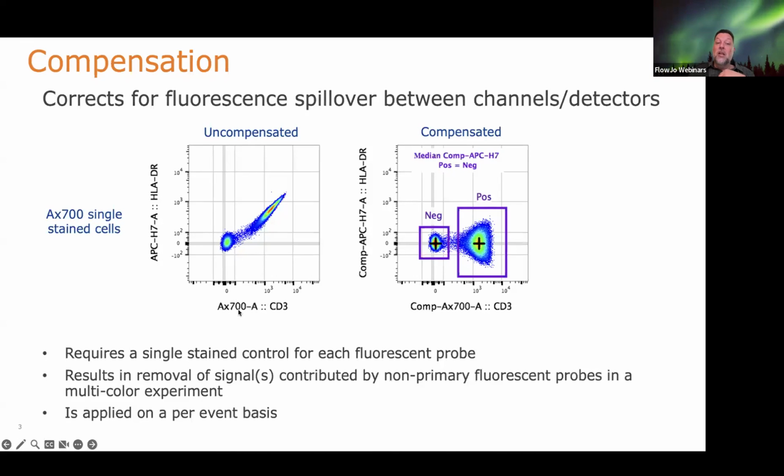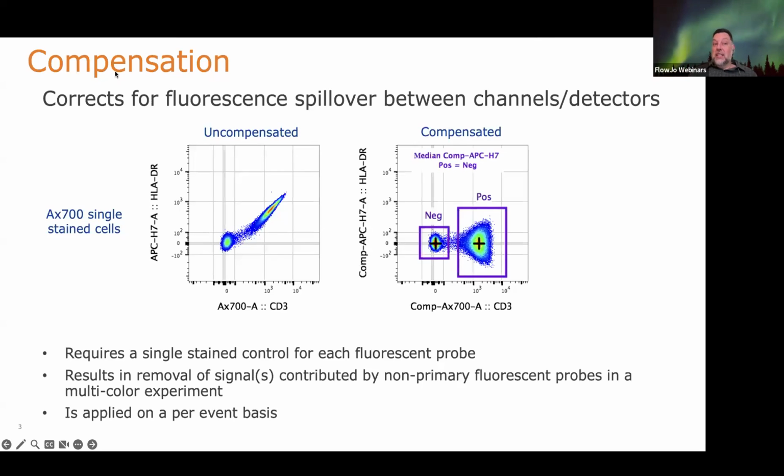And so we have this example here, Alexa 700 spilling into the APCH7 detector. In the uncompensated state, you see the skewing of events. That is not coming from any signal from an APCH7 fluorochrome, but it's actually coming from the spillover of the Alexa 700 into the APCH7 channel. So when we apply our compensation matrix that we will calculate, we are going to correct for that spillover and bring this population of positive events down so that the positive and negative fractions of this single color compensated control have equal MFIs, or median fluorescence intensities, in the spillover channel, and that is a correctly compensated sample.